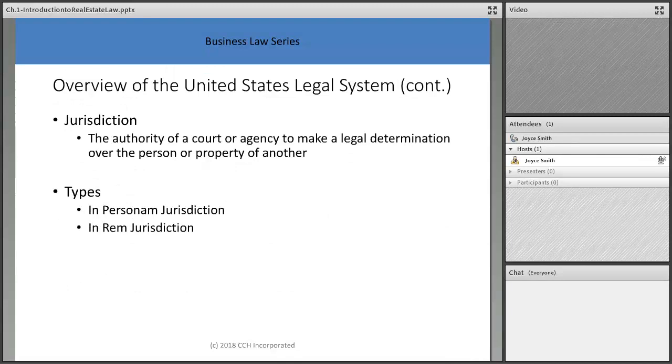Again, jurisdiction: the authority of a court or agency to make legal determination over the person or property of another. We have federal jurisdiction, we have state jurisdiction, we have municipal jurisdiction. Where is your court hearing held? Where is the case heard, the law actually going to be adjudicated? And then we have types, in personam jurisdiction and in rem jurisdiction.